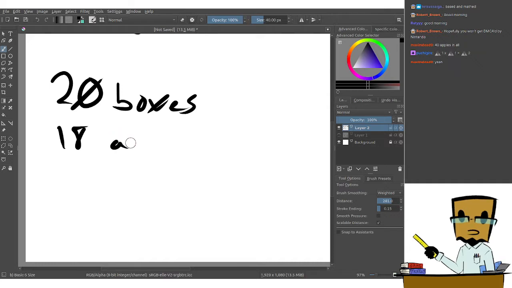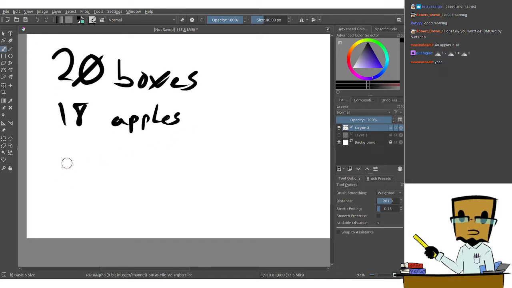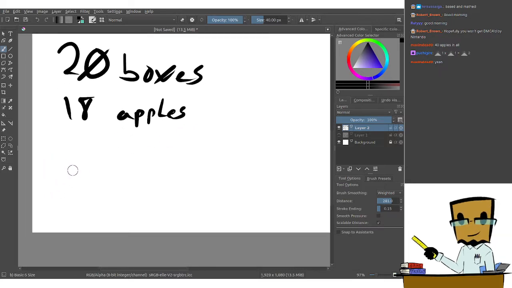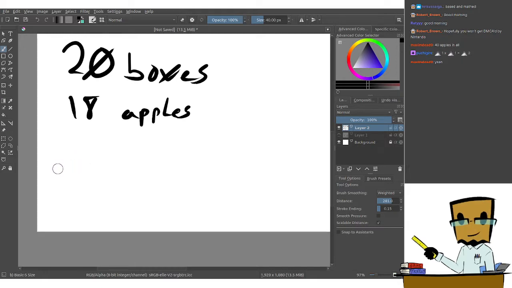So, you have 18 apples left over. So 18 apples floating free, and 20 boxes full of apples. Let's say you count them up, and you have, I don't know, 158 apples.